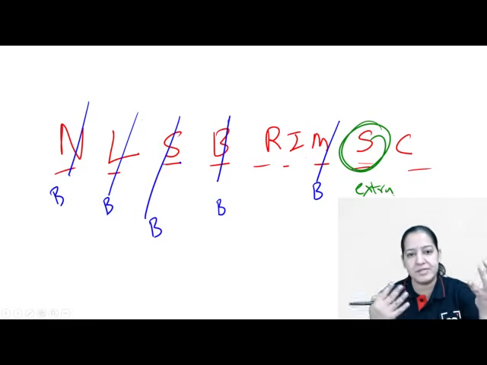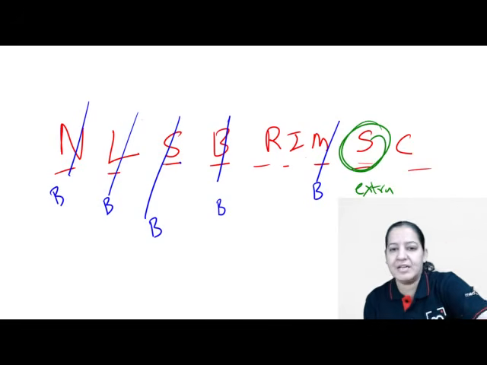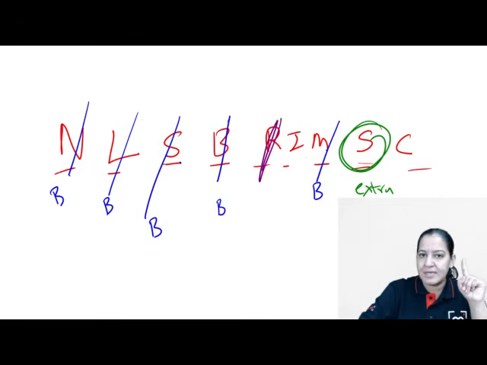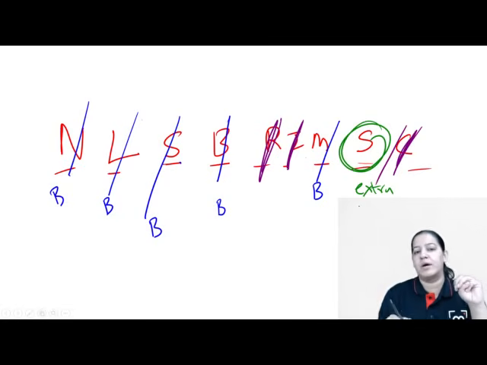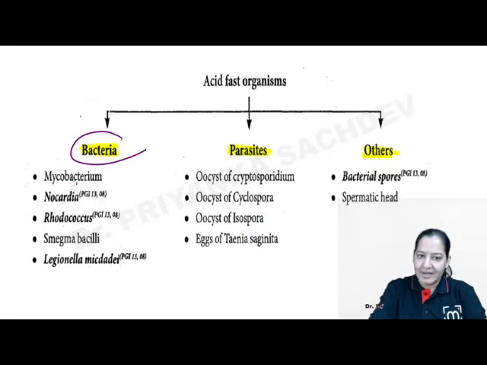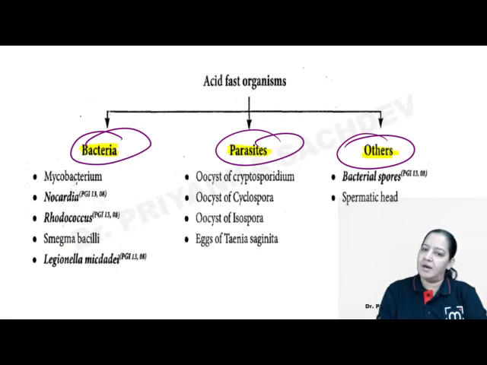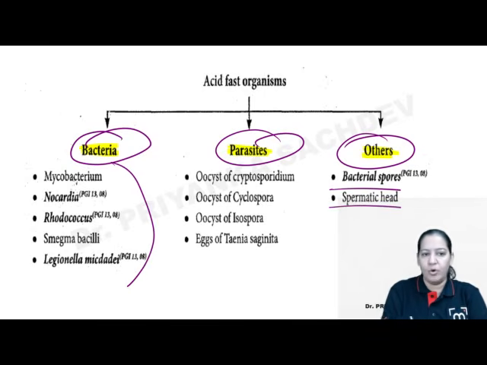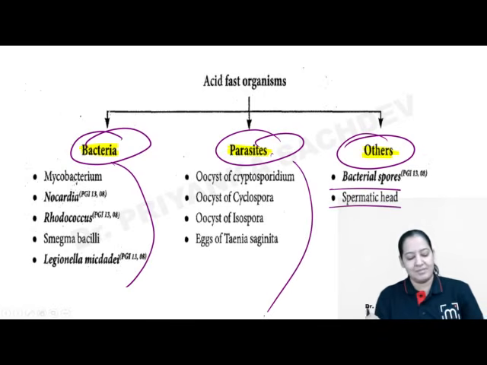Now the remaining are fungus or parasite. So let's finish it, fungus and parasite. This is Rhodococcus, this is Isospora, this is Cryptosporidium and Cyclospora. You got my point? Now if you wish, you can divide them into how many bacteria, how many parasites, how many others. Others may be bacterial spores and sperm, right? How many bacteria, I have told you the names. How many parasites, I told you the names. So in this way, if you want to differentiate like this, you can do this.